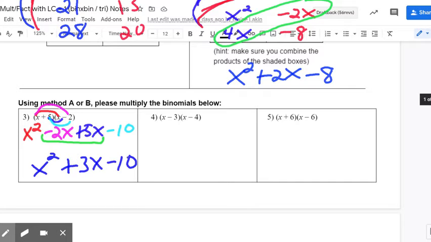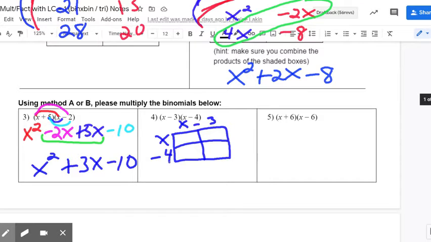All right, and I'll use the box method in the middle, but that's distributive method. Box method just is, again, draw a rectangle with 4 rectangles inside. Put each of your components above. So I'm going to go x minus 3 on top, x minus 4 over here.